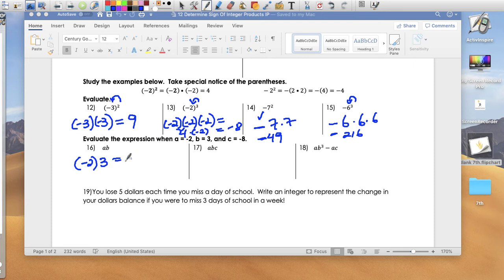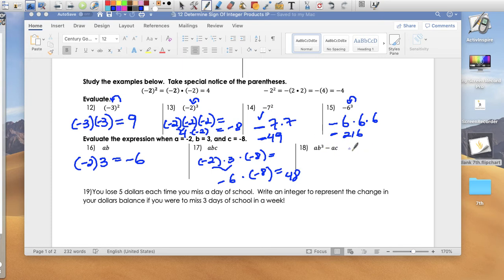So I get negative 2 times 3, and negative times a positive is negative, and 6. A times B times C would look something like this. Times 3, and then times C, which is negative 8. You can multiply these two first. That gives you negative 6. And then you've got to multiply that by negative 8. And a negative times a negative is a positive 48.